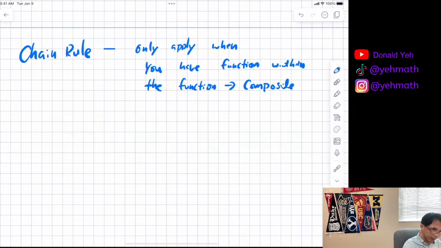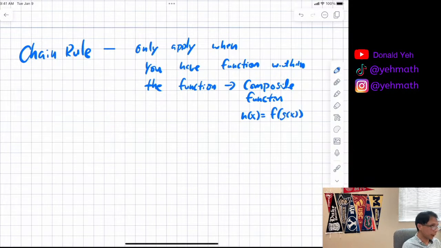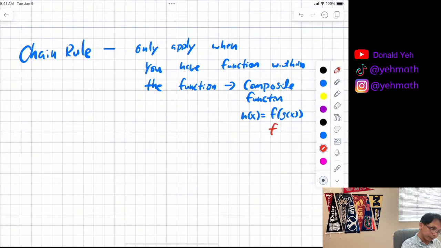I don't know if you guys ever learned composite functions before. It looks like this: h of x equals f of g of x. That means g of x is within f of x. And it can also be written f circle g of x. That's another notation of that.